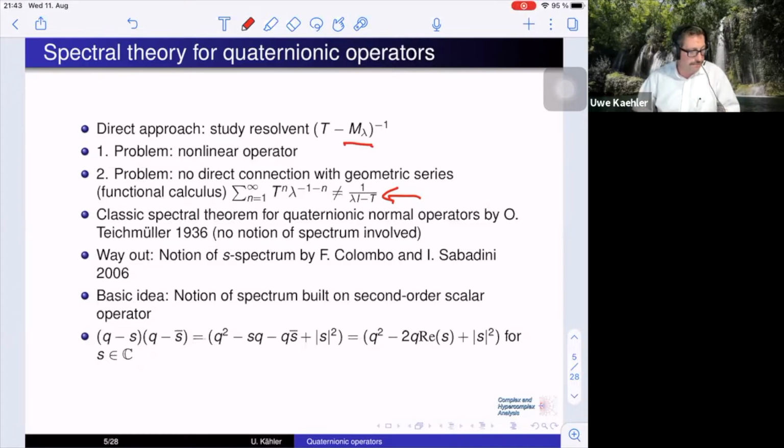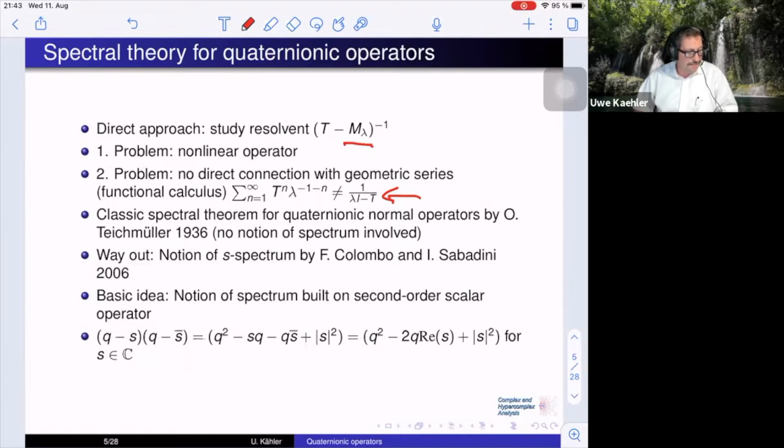So if you look a little bit into the literature, you can find spectral theorems going as far back as Oskar Teichmüller in 1936. But this is basically just the decompositions of the operator, so no real notion of spectrum is there involved. And there are several ideas. I'm not going to discuss all that one, etc. I'm pretty sure Fabrizio will do that one in his talk on Friday. The way out, and basically what is nowadays being mainly used, is a notion of the S spectrum by Fabrizio Colombo and Irene Sabadini.